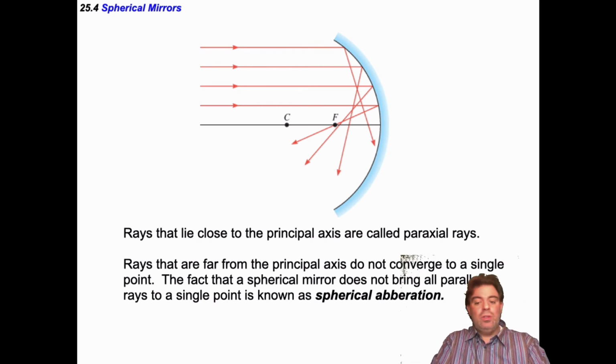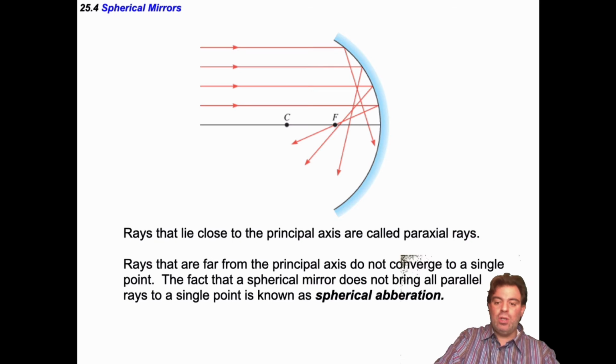Spherical aberration: you don't need to know that much about it, but if the light rays do not all pass through a single point, the focal point, it is called spherical aberration. You don't need to know that.